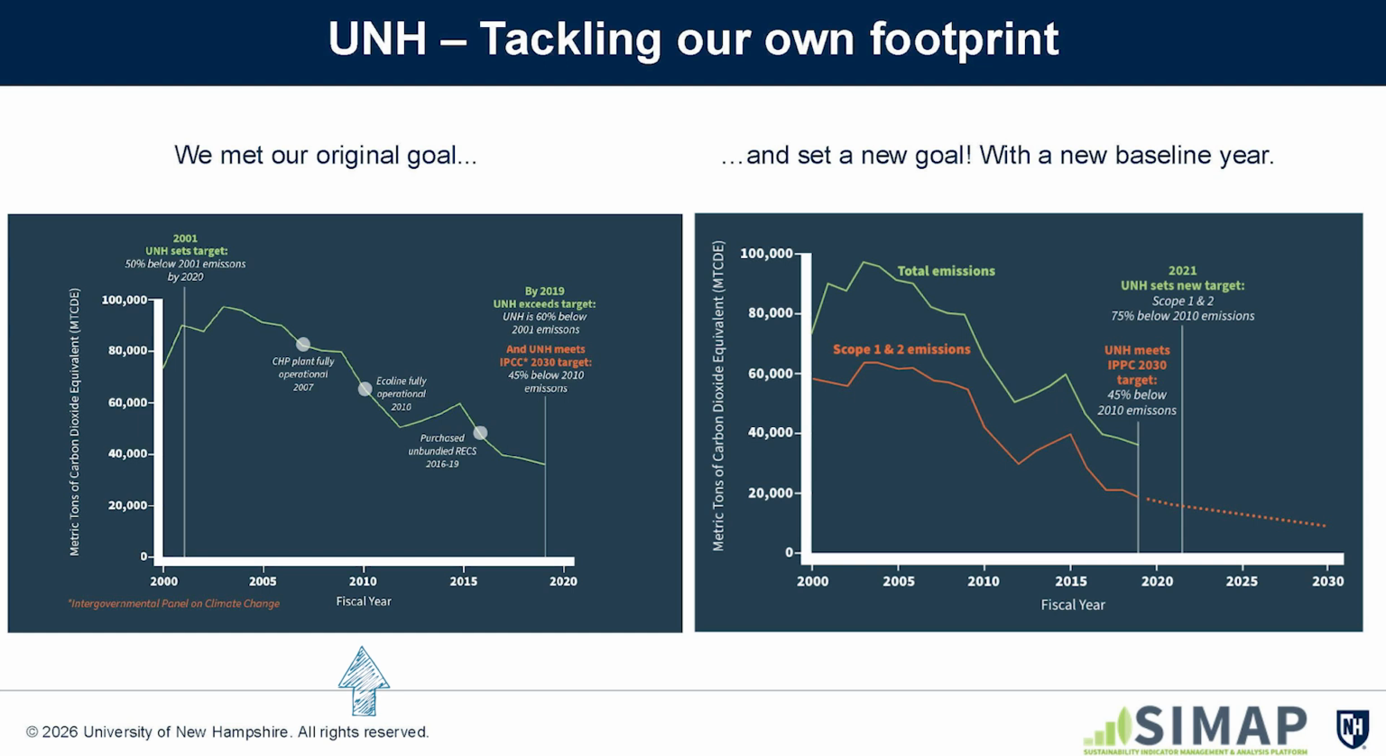And then in 2021, we published a new climate action plan, setting a new goal. And we moved our baseline year then, for a number of reasons. And we zeroed in on our scope 1 and our scope 2 emissions, our most direct emissions, when we set that new goal. We said, okay, now we're going to try to get to 75% reductions from 2010 levels by 2030. And that's the goal we're still working on.